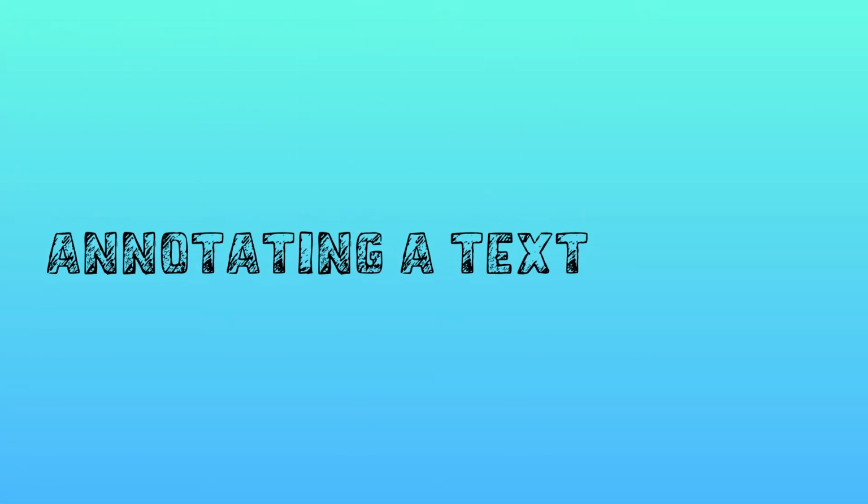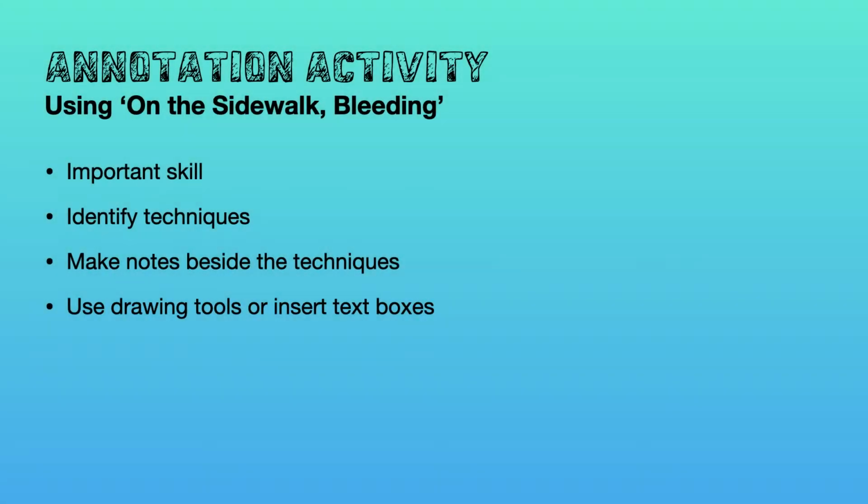Let's move on then to annotating a text. Sorry, I should have said you should have paused the video at that point to complete all the sound effects activities. So pause the video and then we'll move on to annotating a text. And we're going to be using On the Sidewalk Bleeding by Edwin Morgan, which is one of my favourite poems. Remember that annotation is an important skill. It's used to identify techniques and make notes beside the techniques. And remember, you can use the drawing tools and insert text boxes to do this.